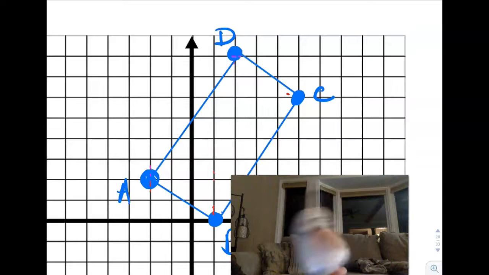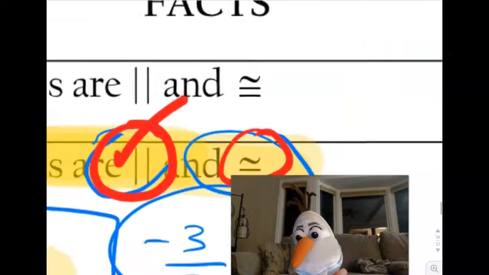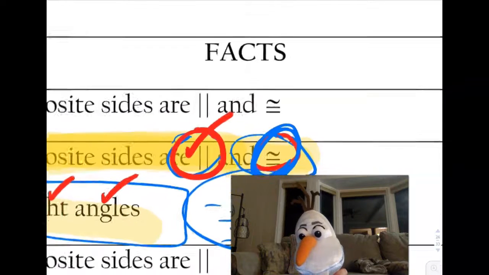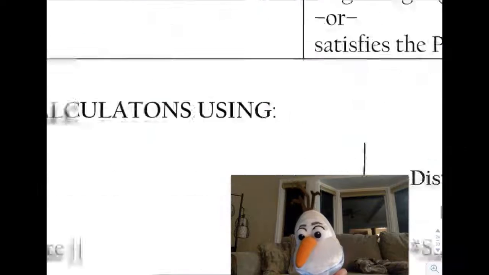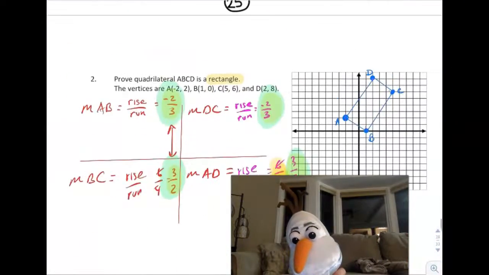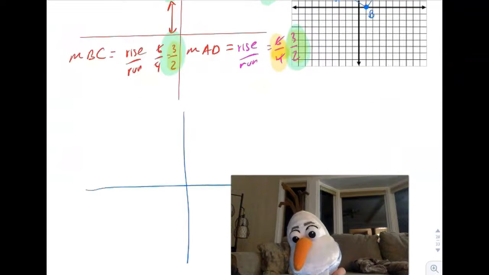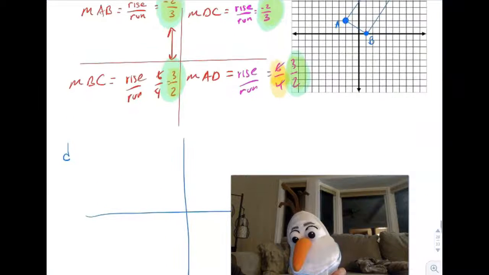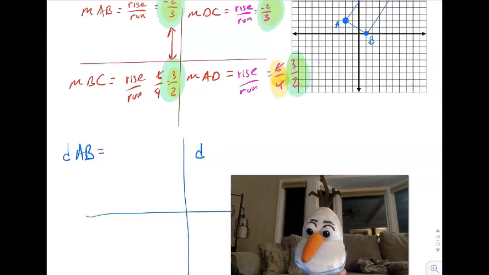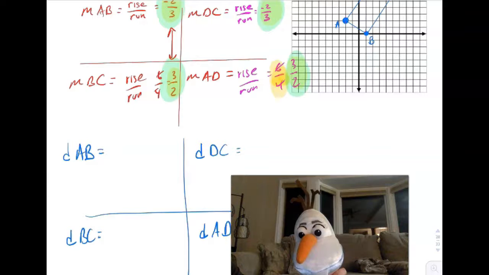So the last part is to find out that the left and the right are congruent and the top and the bottom are congruent, because on page 24, we also need them to be congruent, opposite sides. So let's go back and look at the opposite sides. So now we have to do distances. So let's do this again, and we'll find the distance of AB. Okay? And then we'll find the distance of DC, and the distance of BC, and the distance of AD.